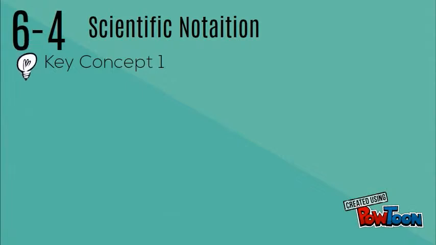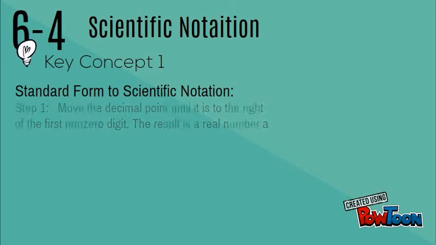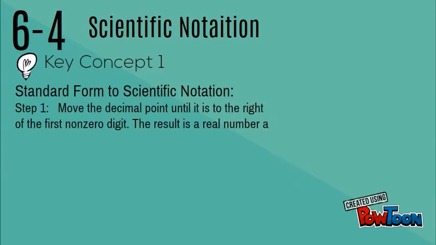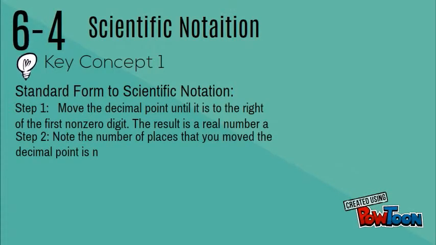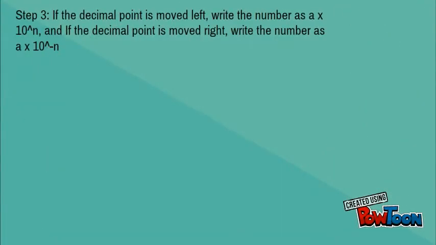Scientific notation, key concept number 1: standard form to scientific notation. Step 1. Move the decimal point until it is to the right of the first non-zero digit. The result is the real number a. Step 2. Note the number of places that you moved the decimal point is n. Step 3. If the decimal point is moved to the left, write the number as a times 10 to the n. And if the decimal point is moved to the right, write the number as a times 10 to the negative n. Step 4. Remove any unnecessary zeros.